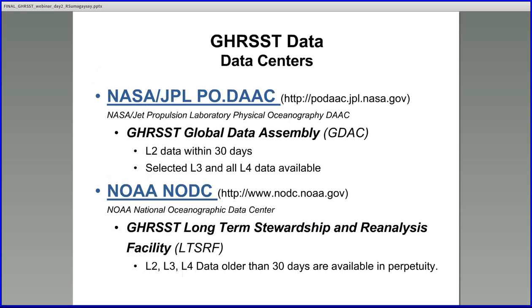So the GHRSST data are housed in 2 data centers. NASA JPL PO.DAAC is the GHRSST Global Data Assembly Center, or GDAC, where we have level 2 data within the 30 days of observation in rolling store for distribution. In addition, we have selected level 3 and all of level 4 that are archived and available for distribution. In partnership with NOAA NODC again, the center is the GHRSST Long-Term Stewardship and Reanalysis Facility. They distribute and archive all of the level 2, level 3, and level 4 data, including data older than 30 days.